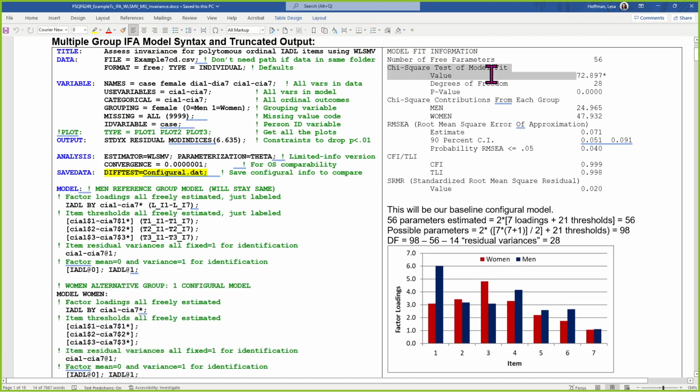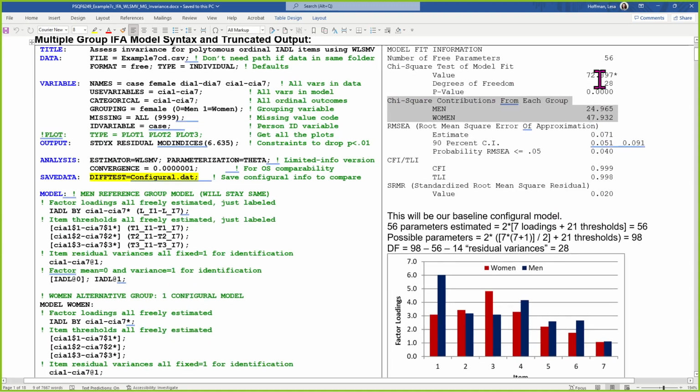So then the chi-square test of model fit is significant, meaning our model's not perfect. However, the rest of these fit indices look pretty good. RMSEA is a little bit high, but CFI, TLI, SRMR are all pretty good. Note the chi-square contribution from each group here. So the contribution to the 72 is about 25 of it came from the men and 48 of it came from the women.